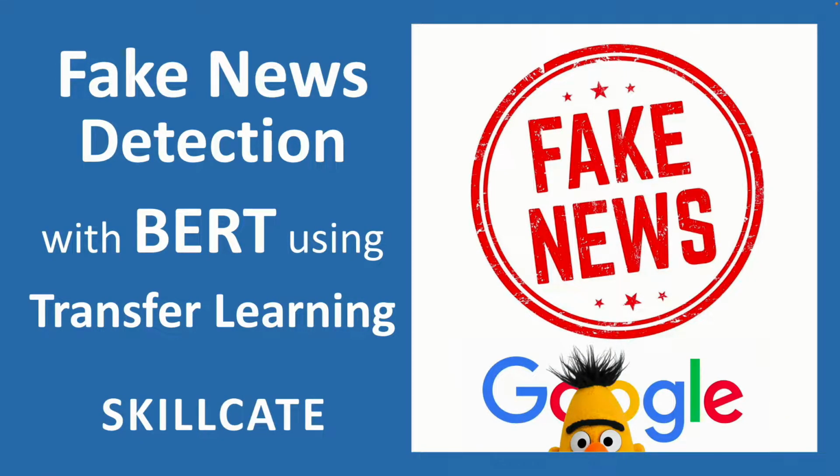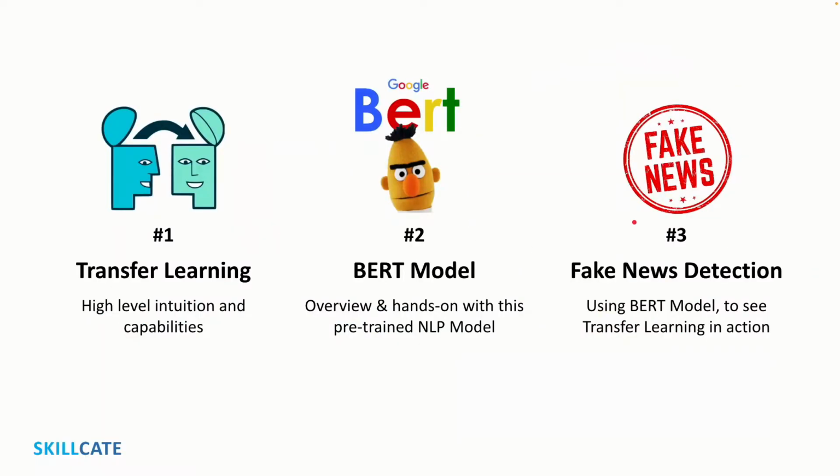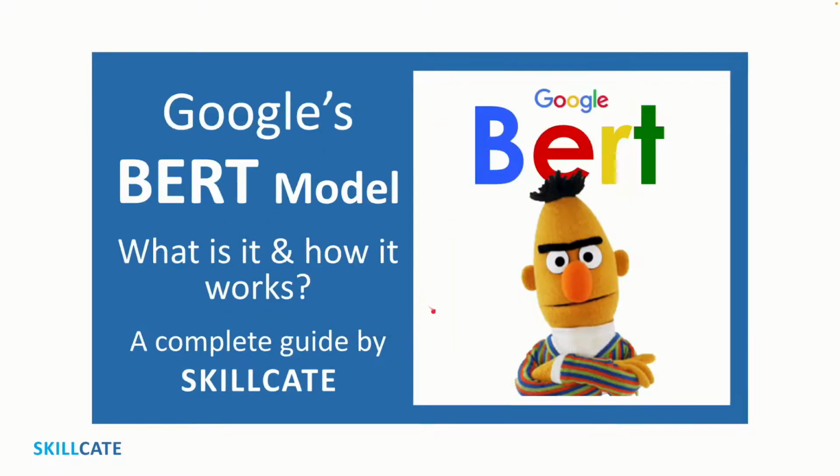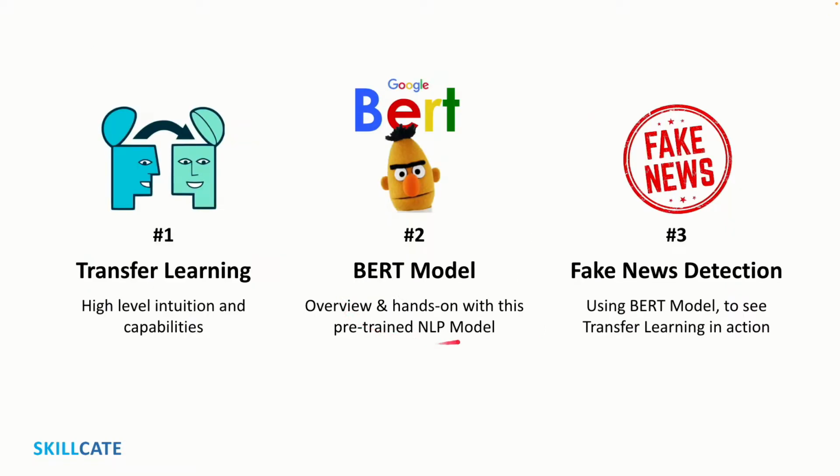In this tutorial, we shall build a powerful fake news detection model using the pre-trained BERT with the help of transfer learning. By the way, this is part number 3 of our 3-part transfer learning series where we have earlier discussed the intuition behind transfer learning and the refresher on what BERT is and how it works. So do refer to these earlier parts to reinforce your understanding. I'll share the link to these videos in the description below. Now let's get started on building a fake news detection model in this third tutorial.